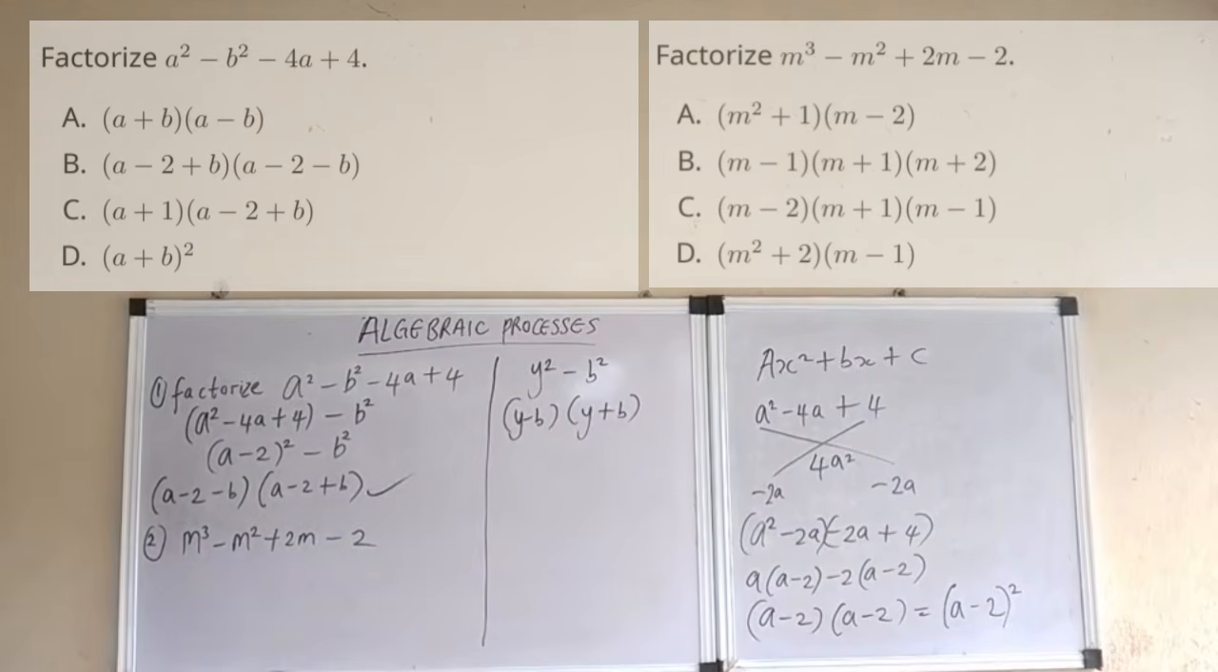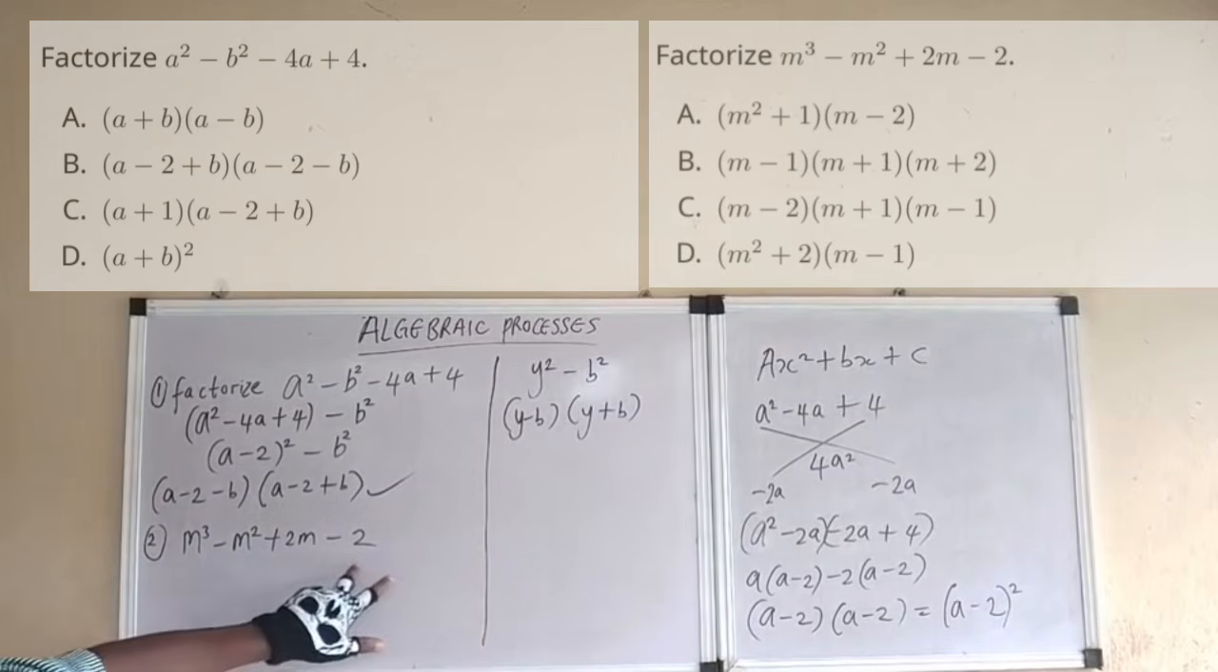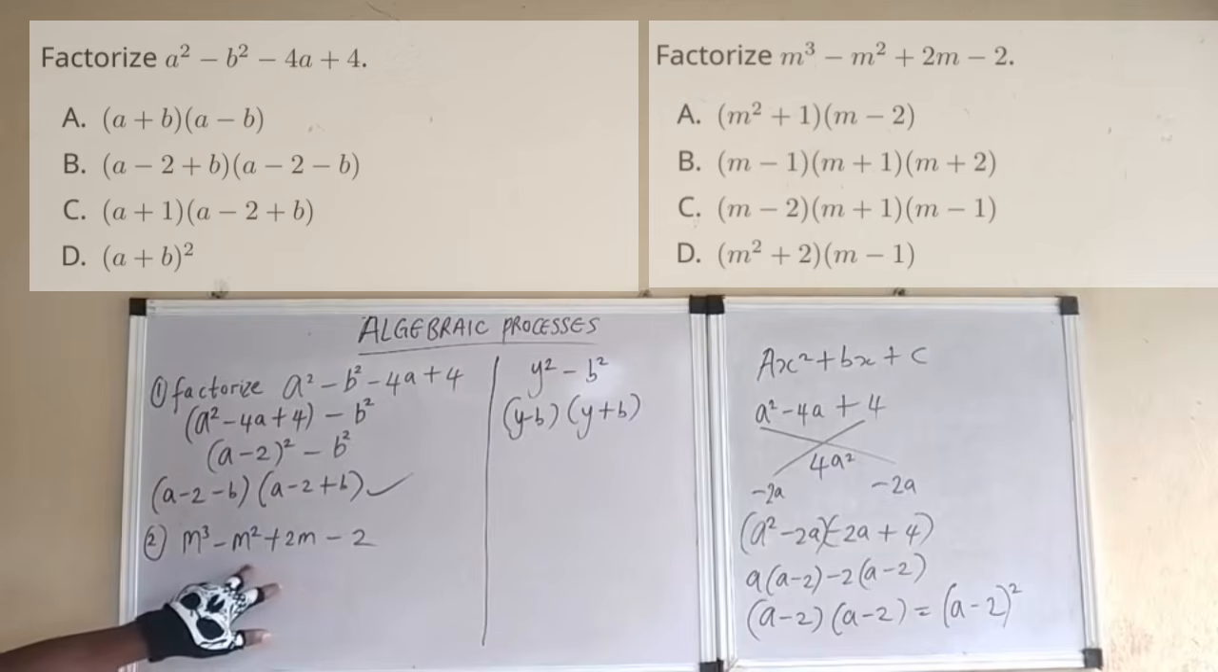Now, how about the second question? Here we have m cubed minus m squared plus 2m minus 2. Okay. How are we going to factorize this? If you look at it carefully, it's almost in the same format as the first question, because you can try to factorize this theoretically also by looking for the factors. Do you understand? You can try to do that by looking for the factors.